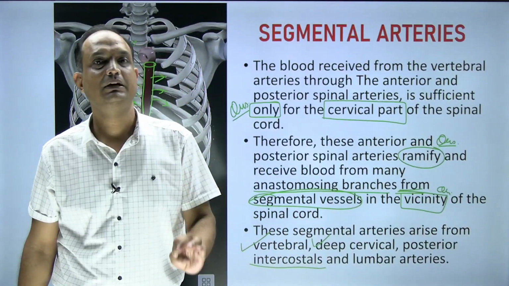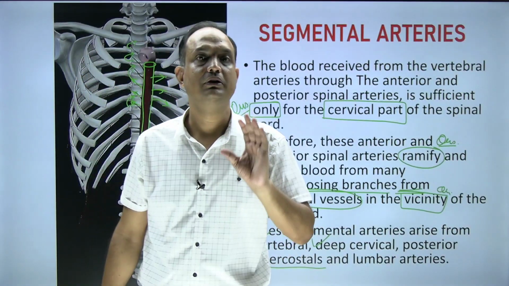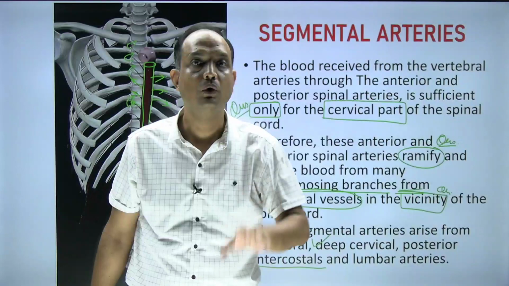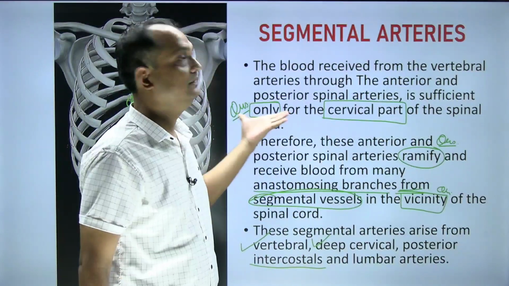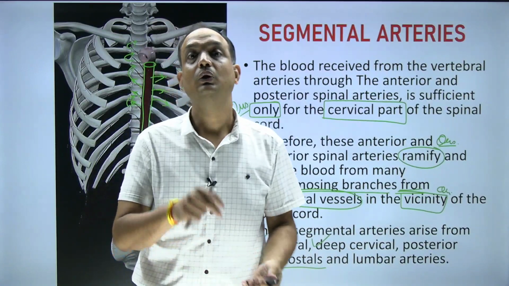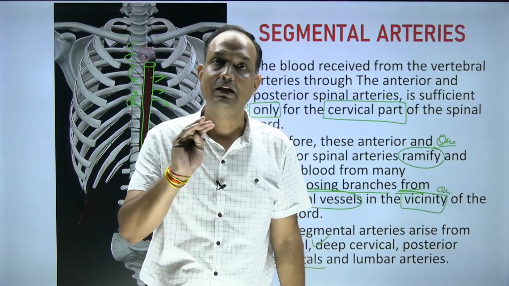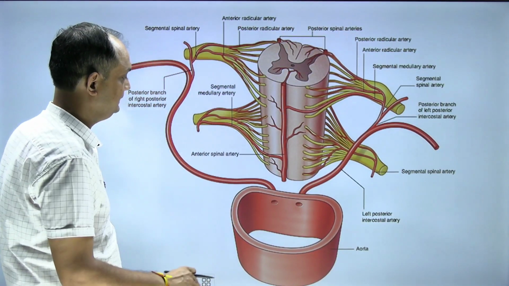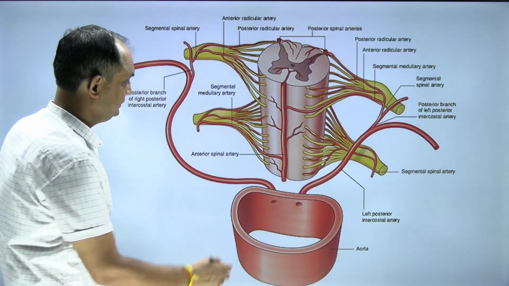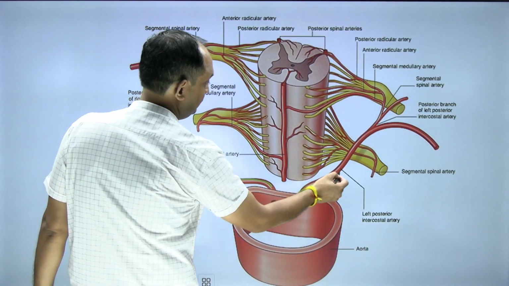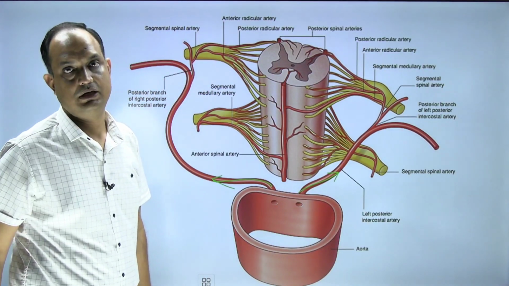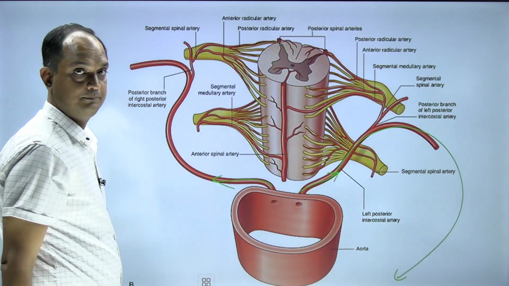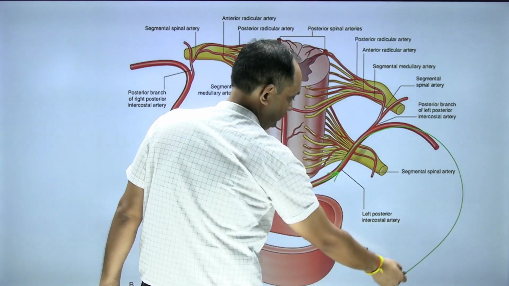So what is the need of segmental arteries? If somebody asks you this question, you should reply that the longitudinal channels are not sufficient to supply the whole length of the spinal cord, as their sufficiency ends at the lower border of the cervical segments. Clear? Next, in this image, you will see the same arrangement. This is your aorta. From the thoracic aorta arise the posterior intercostal arteries. Here you can see that the posterior intercostal artery runs in the intercostal space, but apart from supplying the intercostal space, it also supplies the spinal cord.